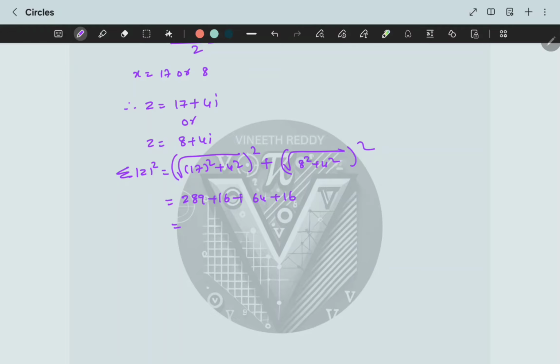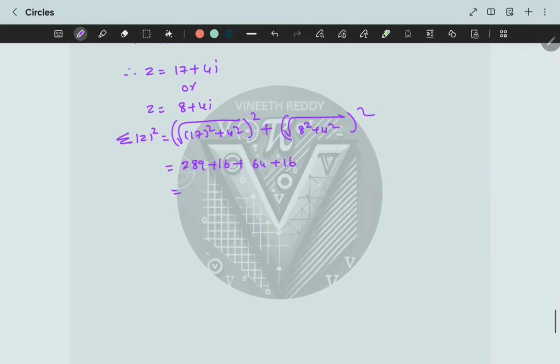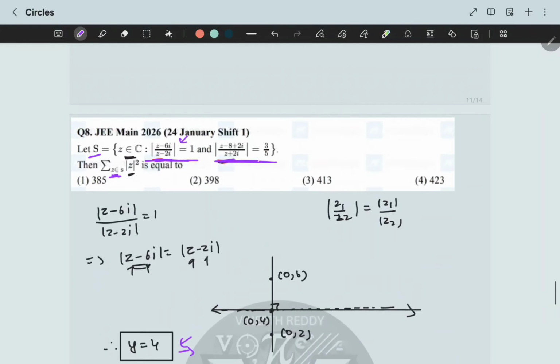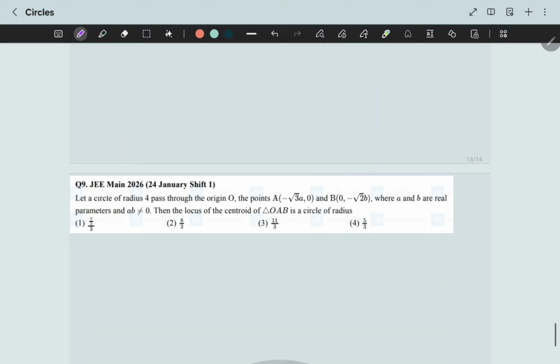So this should be, is it okay? Fine. Now we'll see units digit we will count. 6 plus 4 is 10. Units digit is 0. 0 plus 6 is 6. 6 plus 9 is 15. Units digit should be 5. So I think the answer should be 385. Right? That's it. Let us now solve the next question, dear students.